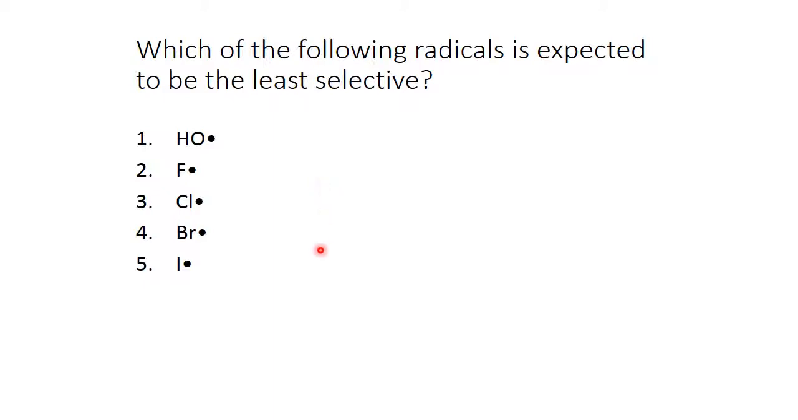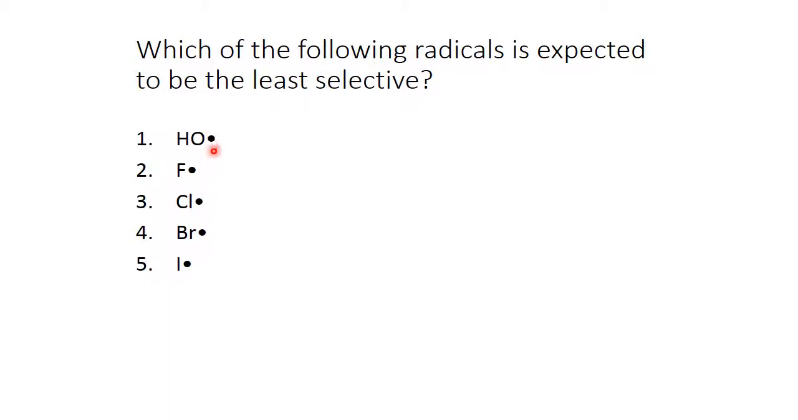So if I look at these free radicals and I look at the stability of them, that's going to tell me which one will be the most selective. If I look at the halogens, I know that stability of the free radicals goes from iodine down to bromine, down to chlorine, and fluorine is the least stable. So, least stable, so this would be the least selective.